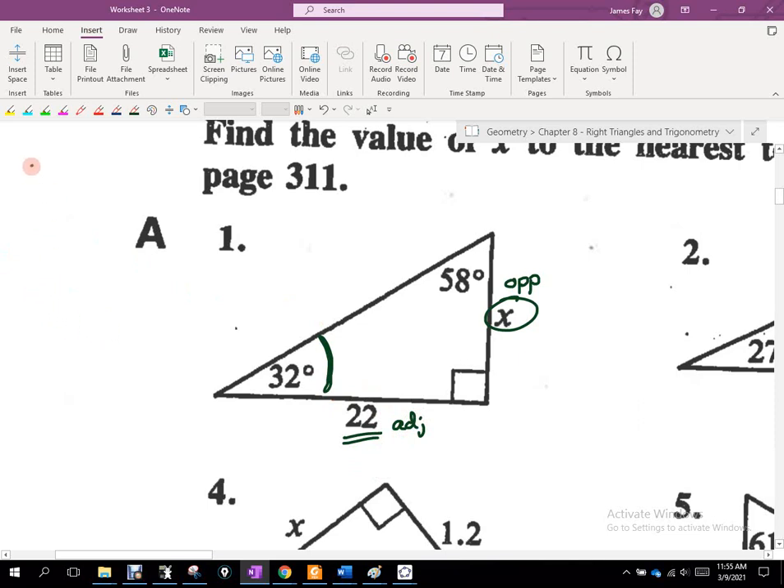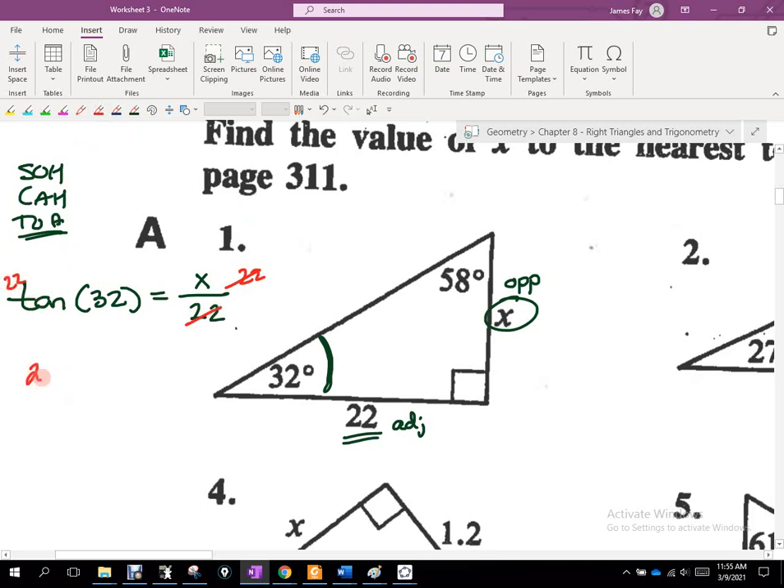Tangent. Okay, remember SOH CAH TOA. So tangent is opposite and adjacent. So we're going to go tangent 32. So then what are you going to do next? Multiply both sides by 22. And that'll give you 22 tangent of 32 is equal to x.